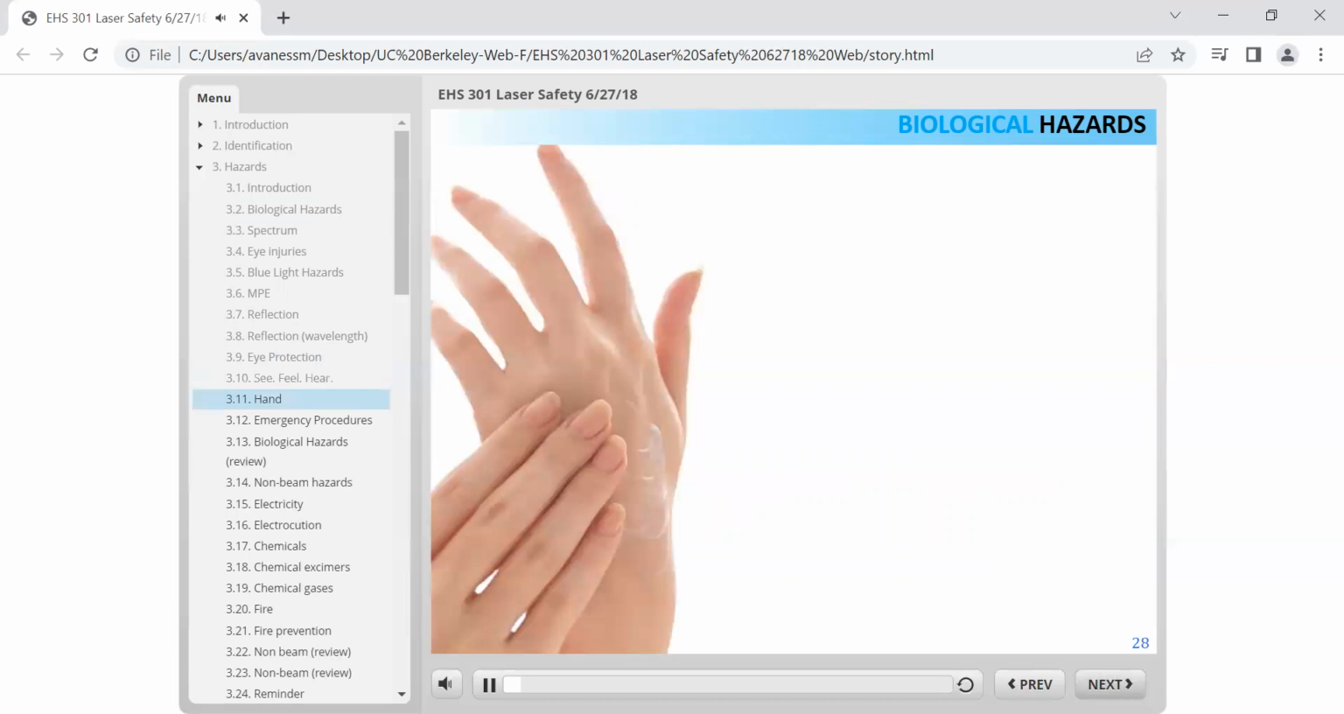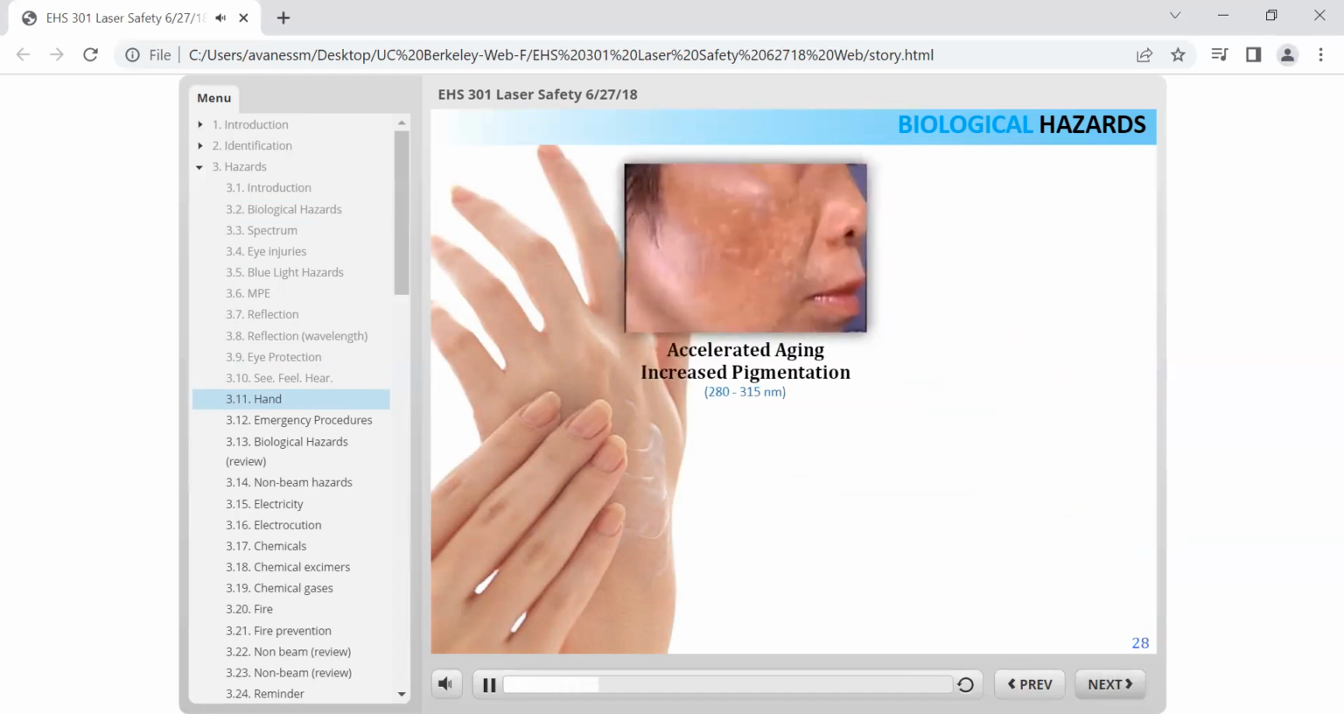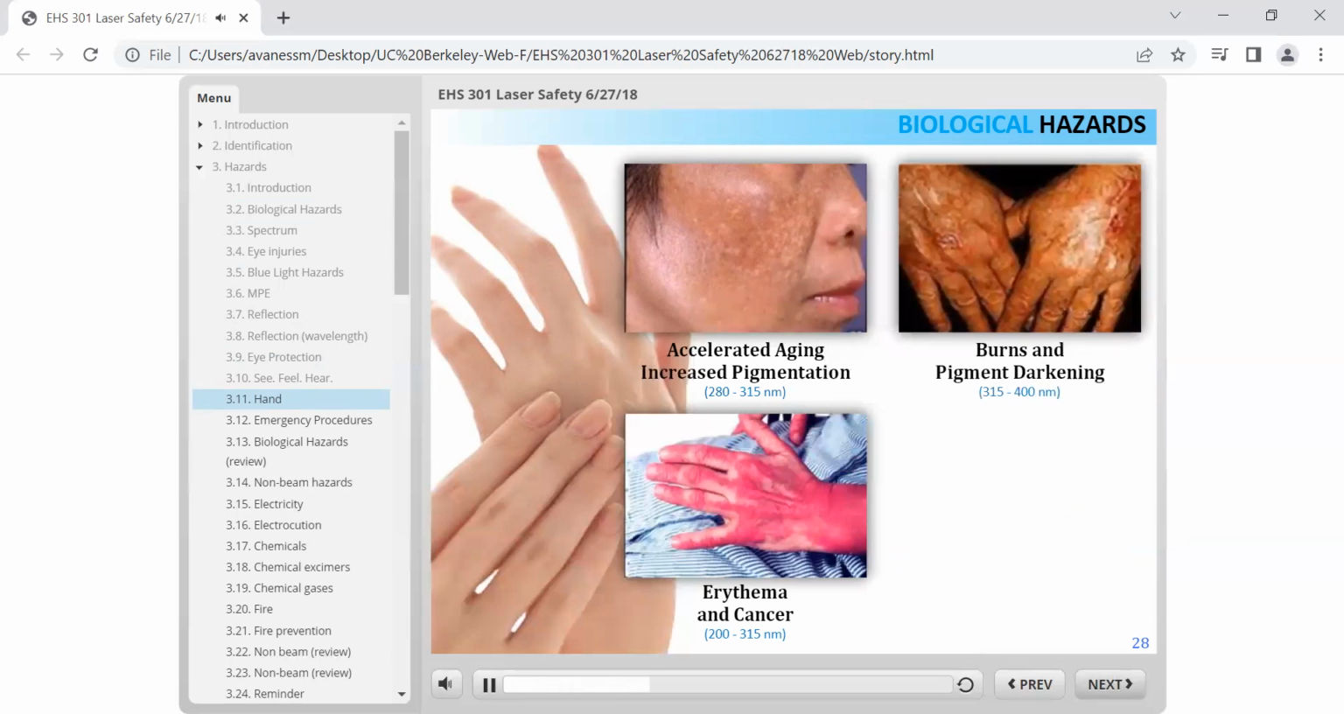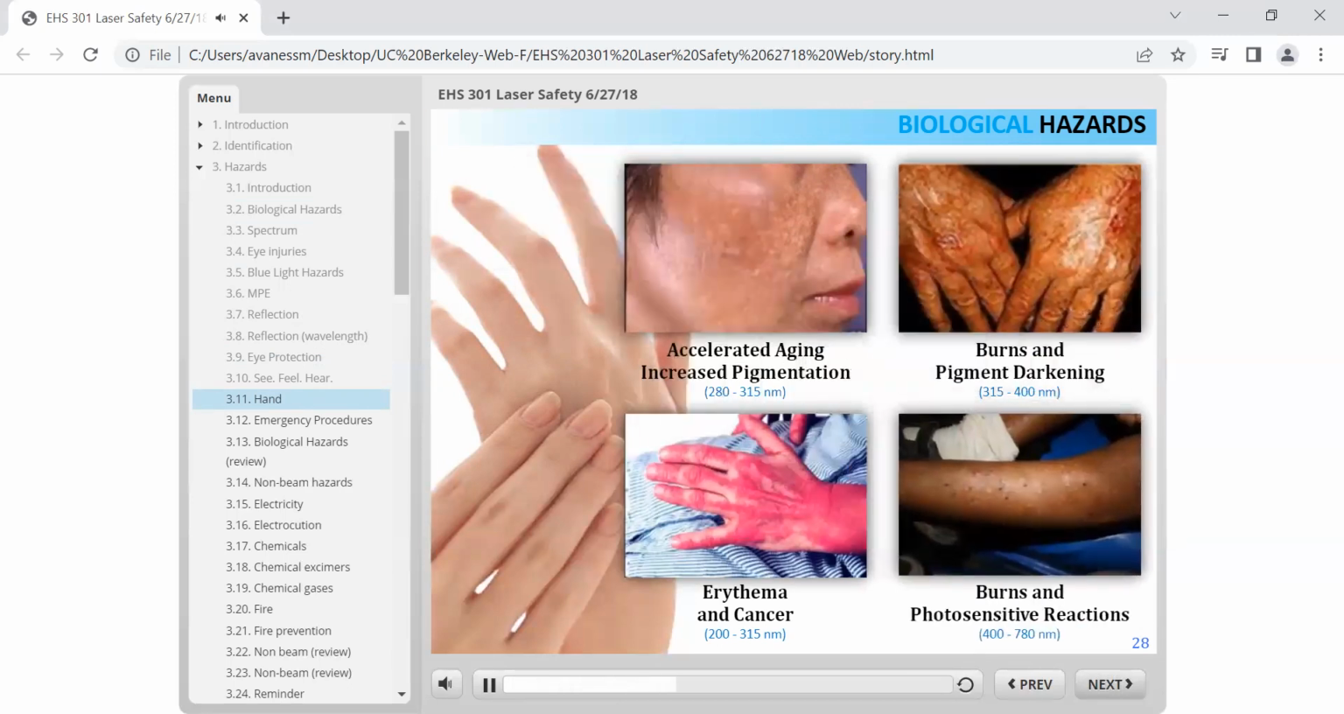In addition, different wavelengths can also damage the skin. The pathological effects of UV lasers include accelerated aging or increased pigmentation, erythema and cancer, burns, and pigment darkening. Visible lasers can also cause region burns and photosensitive reactions or sun allergies.